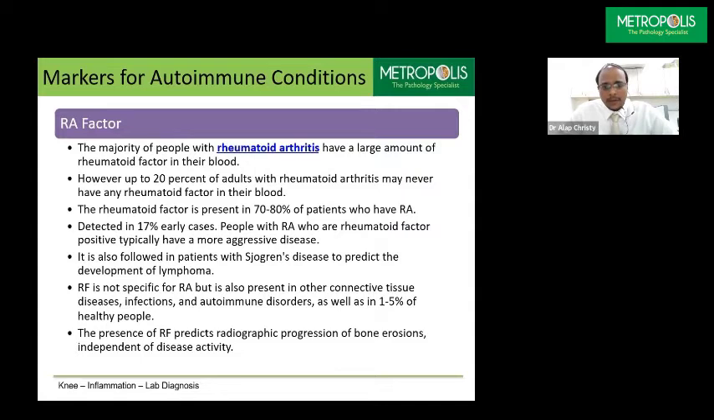If RA factor is detected, then generally the patient has more aggressive disease. It is also followed in patients with Sjogren's syndrome to predict the development of lymphoma. It is not specific, as it is also present in other connective tissue diseases, infections, and autoimmune disorders, as well as in 1 to 5% of healthy people. Now, the presence of RF predicts radiographic progression of bone erosion, independent of disease activity.